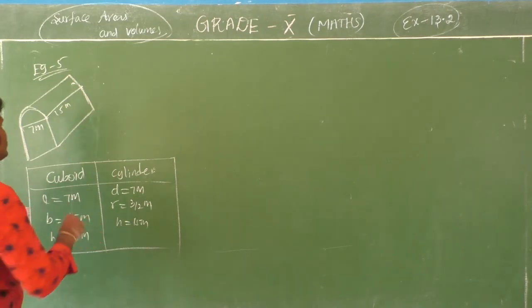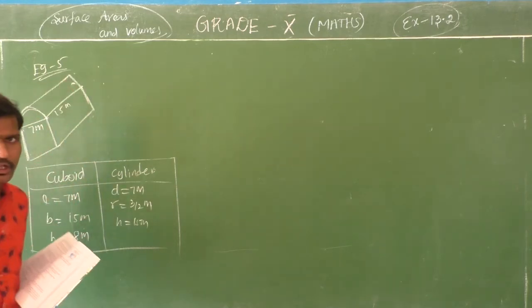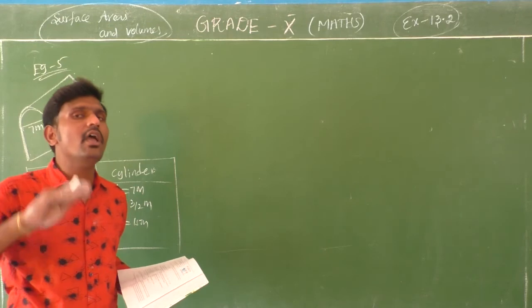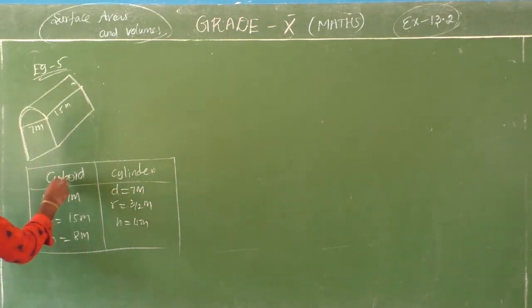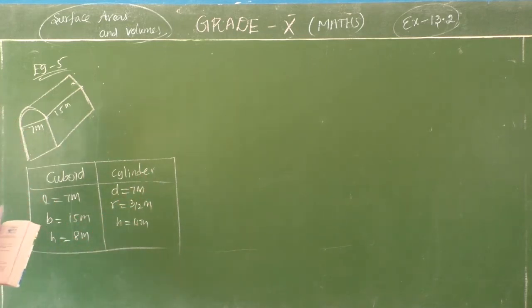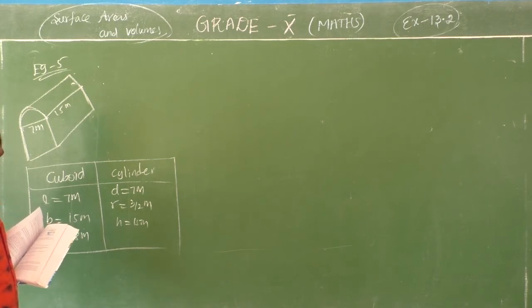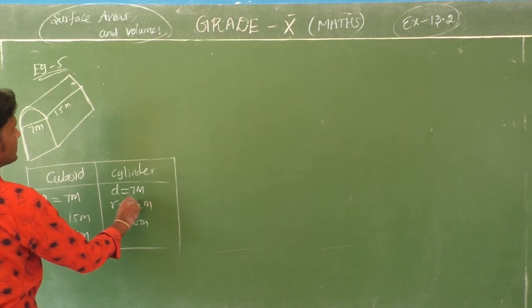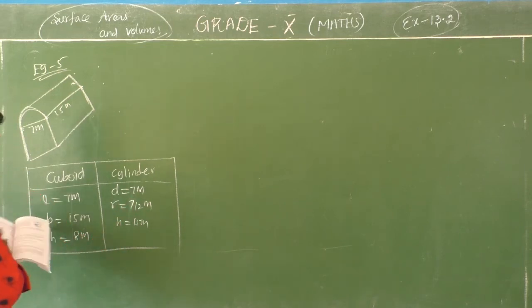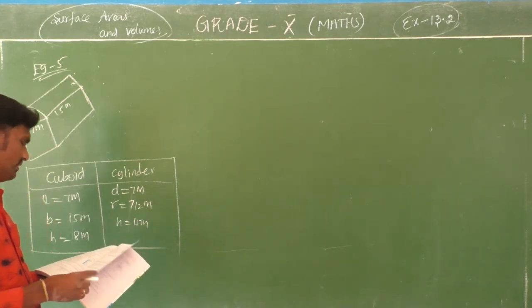So listen carefully, all of you students. You have a shape like that. Cuboid surmounted by a half of a cylinder. So the cuboid dimensions are length equal to 7 meter, breadth equal to 15 meter, and height equal to 8 meter. Now coming to the surmounted cylinder, that is half of a cylinder that has a diameter 7 meter and radius, what will come? 7 by 2 meter. And the height is equal to how much? 15 meter. Okay, students? Fine.